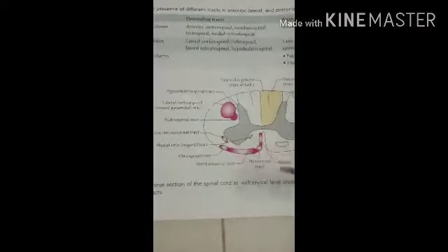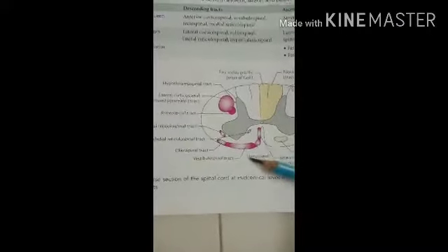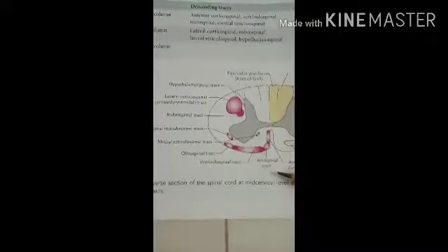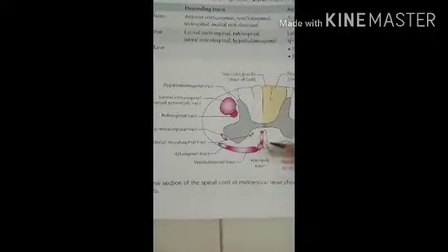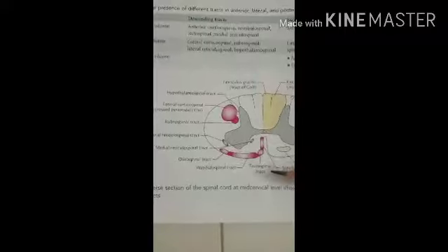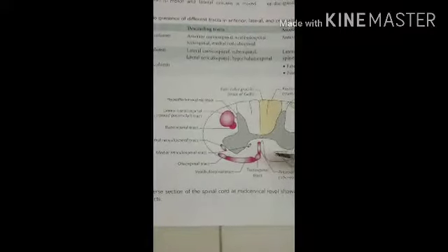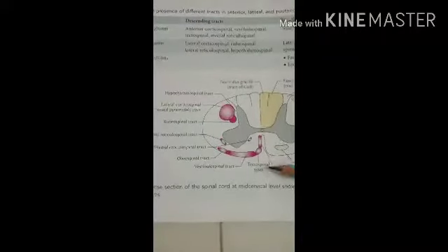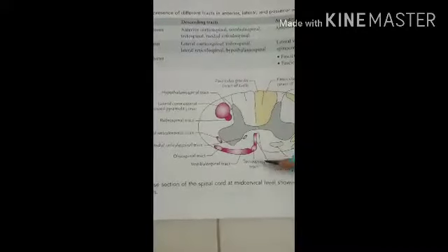Then the next one is the tectospinal tract. The axons of the neurons lying in the superior colliculus of the brain cross to the opposite side, forming the dorsal tegmental decussation in the midbrain. Then the tract descends through the pons and medulla and the anterior white column of the spinal cord.